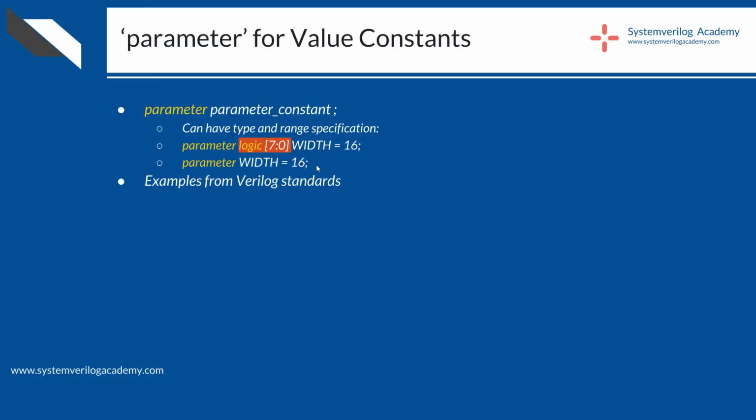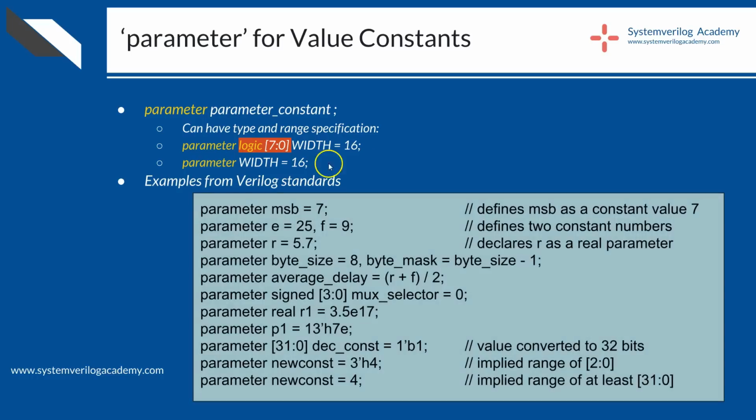Here are the examples of defining different types of parameters, which is given in Verilog IEEE specification. These are shown here for information, and usually, only simple parameter definitions like this would be sufficient in design coding.